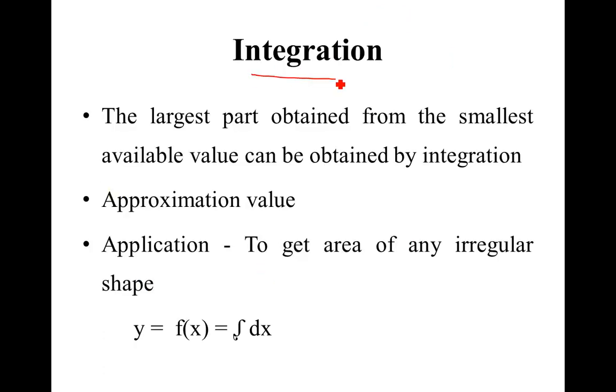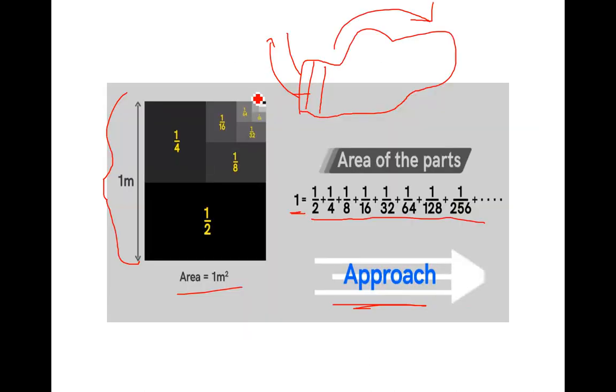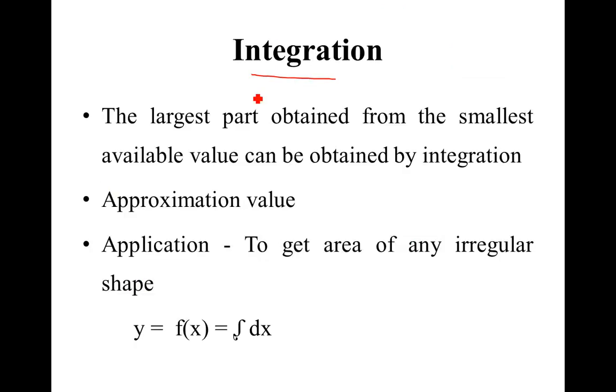So next is integration. Integration is just the inverse of differentiation. In differentiation, you have the larger value and you go for the smallest possible change value. Integration is just the inverse. I have the smallest possible value, and I expand it to the whole value, which is called integration. So the largest part obtained from the smallest possible value is through integration, and this will not give you the exact value. It is just an approximation.